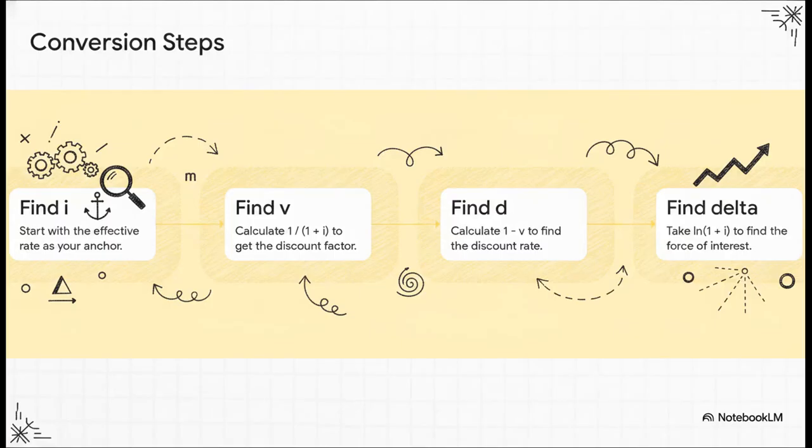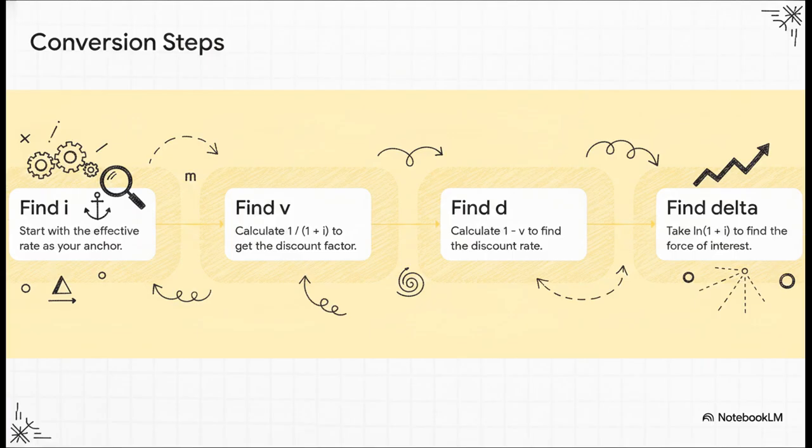Let's dive into Section 3, Converting Rate Measures, also known as the shapeshifter. We call rate conversion the shapeshifter because i, d, v, and delta are truly just different descriptions of the exact same interest environment. It's kind of like measuring temperature in Celsius, Fahrenheit, or Kelvin. The actual heat in the room is exactly the same, you're just looking at a different scale. Whenever you face a rate conversion problem, strictly follow these steps. Always anchor yourself with the effective rate i first.